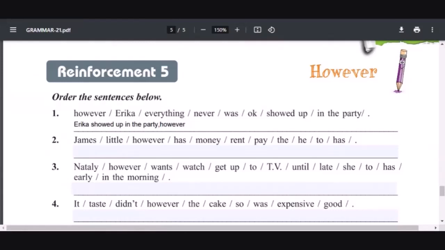No, I think that in that case is everything was okay. Everything was okay. However, Erika never showed up in the party. That means todo estaba ok. Sin embargo, Erika nunca se presentó en la fiesta. We are using Erika. Yes, it's completed. What about two?